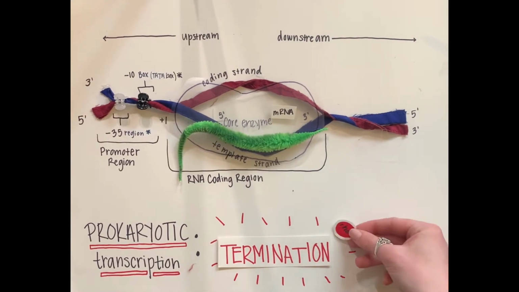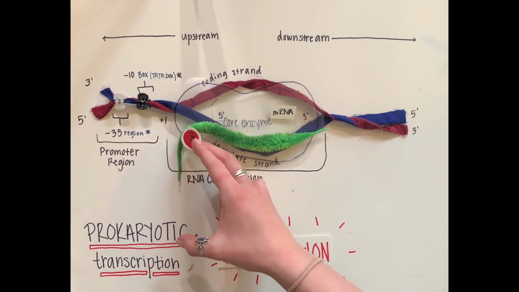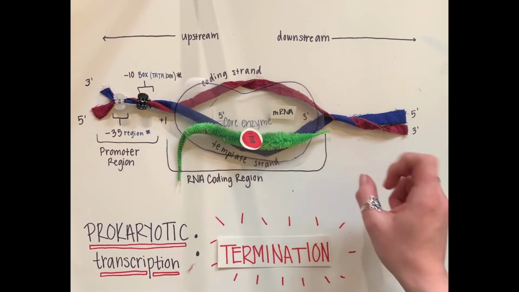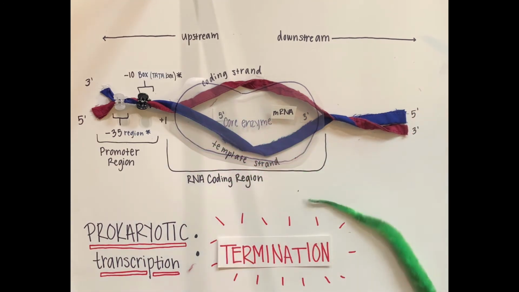In rho-dependent termination, the rho enzyme binds on the 5' end and moves towards the 3' end of the mRNA. As the RNA polymerase pauses at the termination site, rho collides with it, releasing the mRNA via helicase activity of rho.